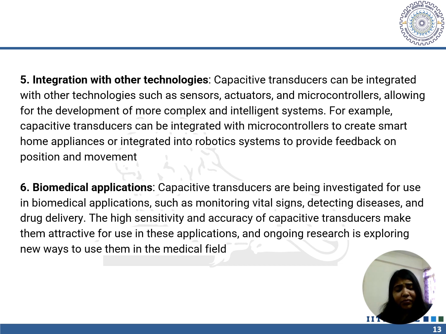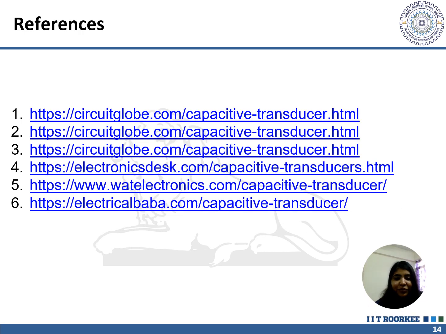And one of the key advancement points can be in biomedical applications. They are being investigated for use in biomedical applications such as monitoring vital signs, detecting diseases or drug delivery. The high sensitivity and accuracy of capacitive transducers make them attractive for use in these applications, and ongoing research is exploring new ways to use them in the medical field.